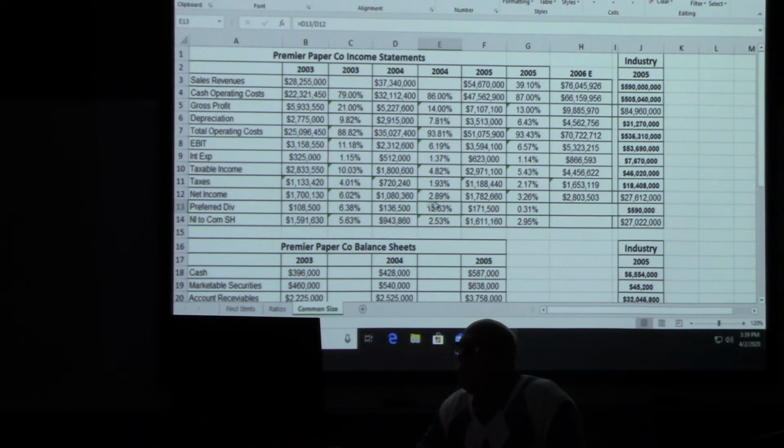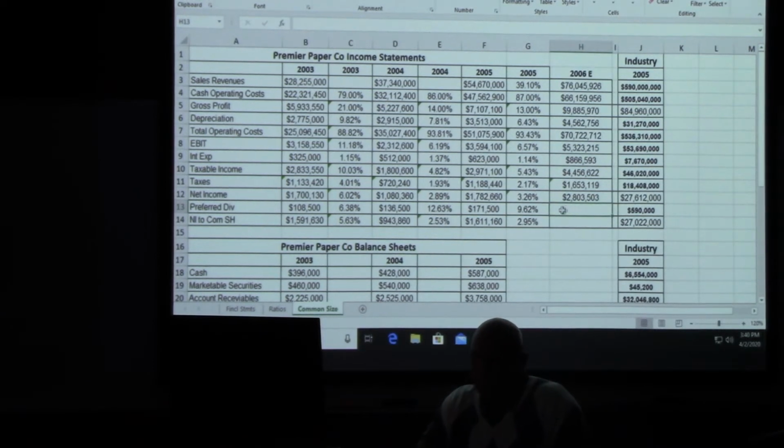Let's see what happened here. That is D13 divided by D12, and this should be F13 divided by F12 equals F13 divided by F12. There we go. Okay.